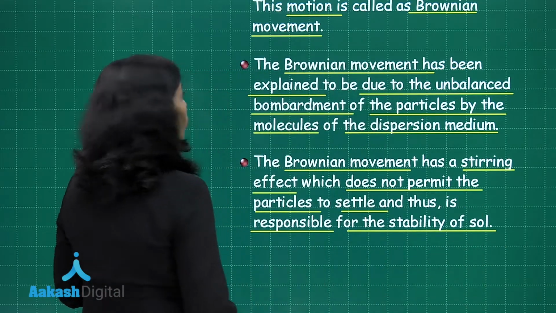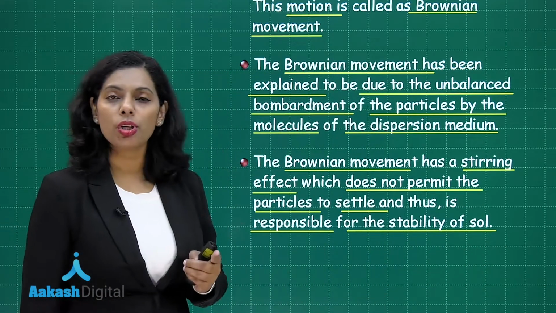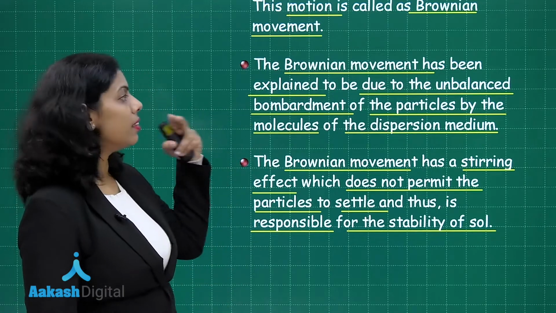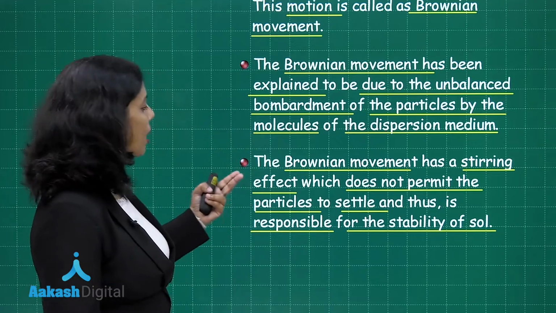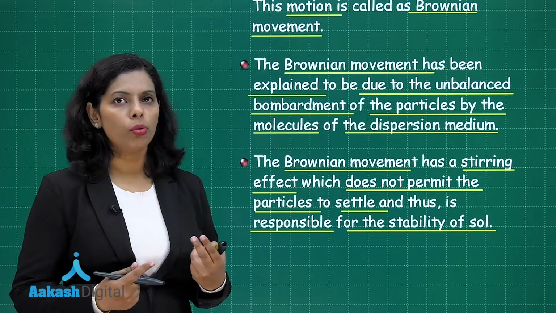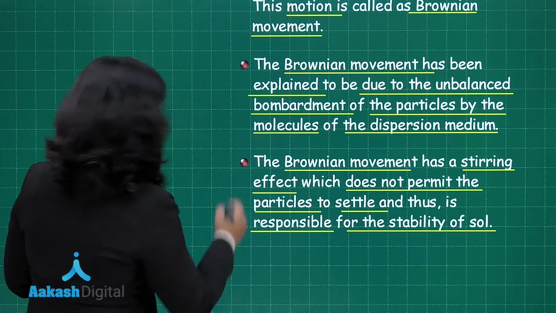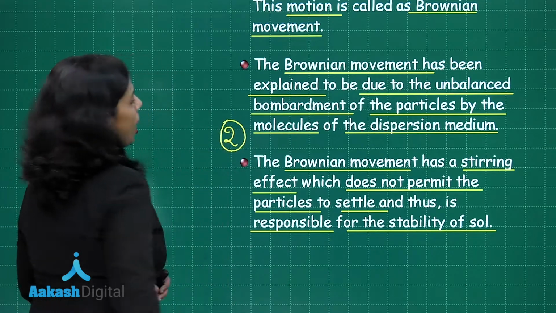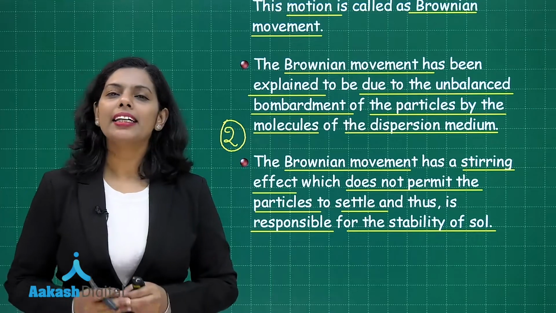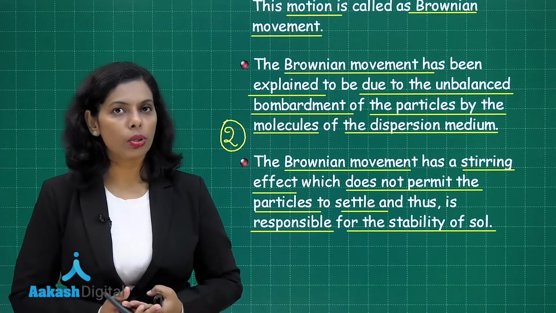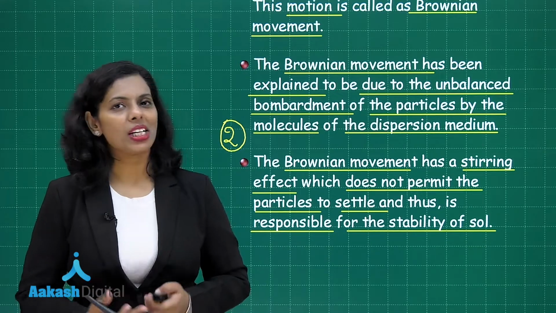So 1 mark you will get for writing the definition of Brownian motion, half mark for writing the reason for that, and half mark for writing the role of Brownian movement in stability of the sol. And definitely this question will provide you 2 marks overall if you write all the steps. I hope it is clear. So till now we have done question number 23. Turn is there for question number 24.